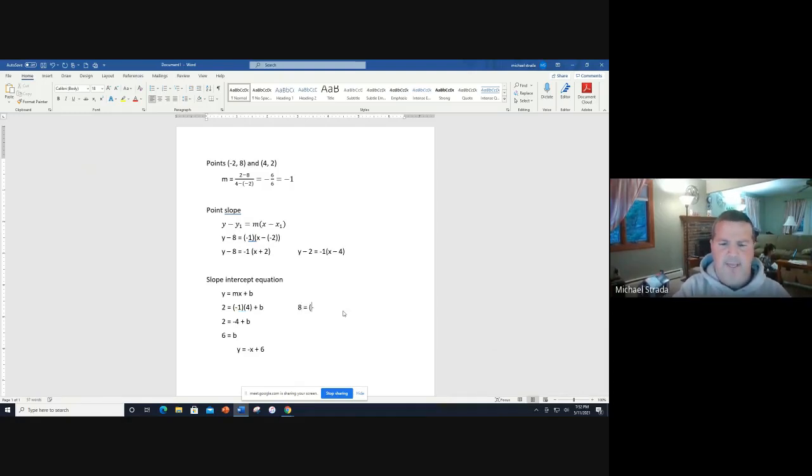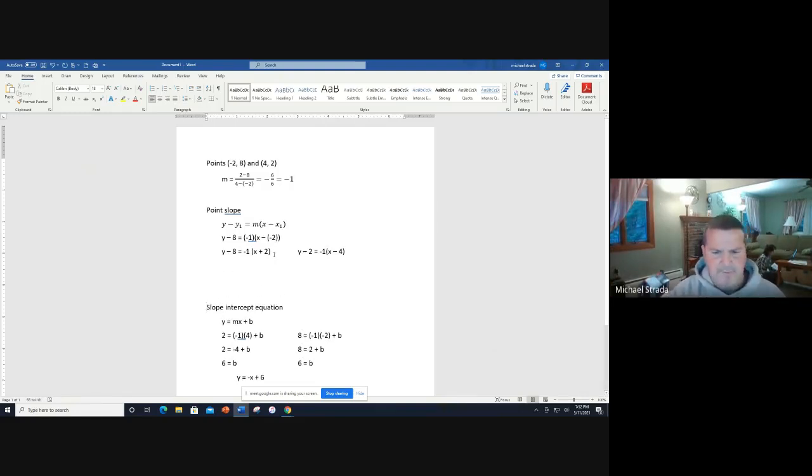If we had picked the other point, 8 equals, again, the -1, its corresponding x was -2, plus b. I multiply through. 8 equals a negative times a negative, which turns into a positive 2, plus b. And now I'm going to subtract 2 from both sides. And oh, look at that, b is still 6. So I would end up with the exact same equation.